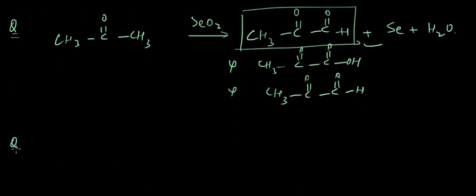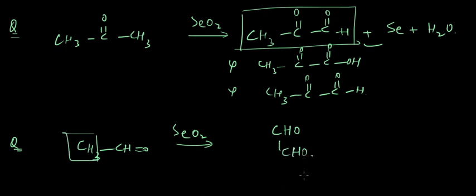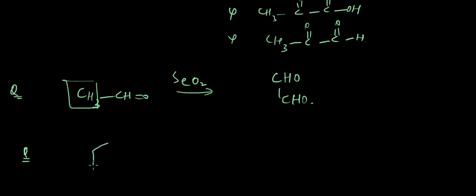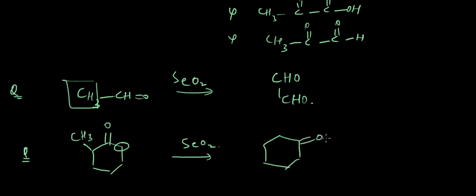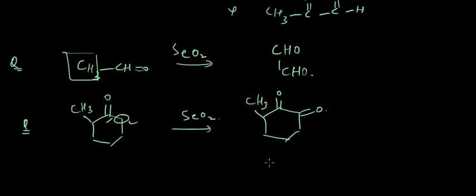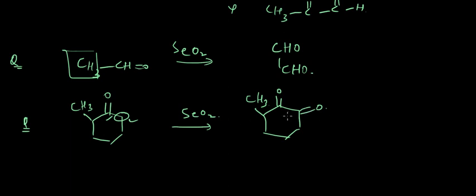Next example: again, when we pass an aldehyde in the presence of SeO2, what would be formed? Again this CH3 would be getting converted into an aldehyde. Next, if we pass this compound with CH3 here in the presence of SeO2, then oxidation of this carbon atom will take place, and we'll be getting ketones formed at both the positions. This one was already there, and this position will also be formed, forming a double bond between the carbon atom and the oxygen atom. This is the alpha carbon atom.